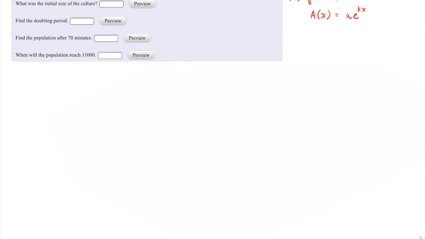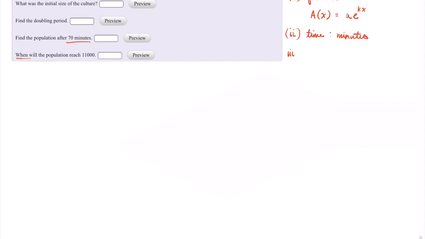Now, the second thing we want to make sure and notice is the time frame. Notice time is in minutes, so we just need to make sure that everything is in minutes. If we have 15 minutes, 30 minutes, then everything in our problem should also be minutes. So this last part, when it says when, we're going to find the time in minutes.